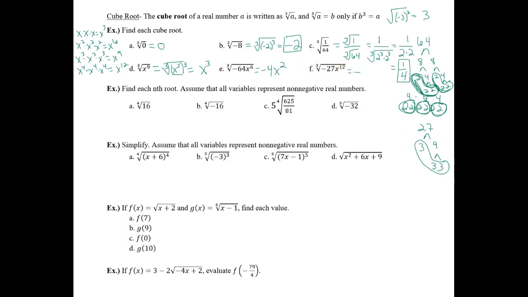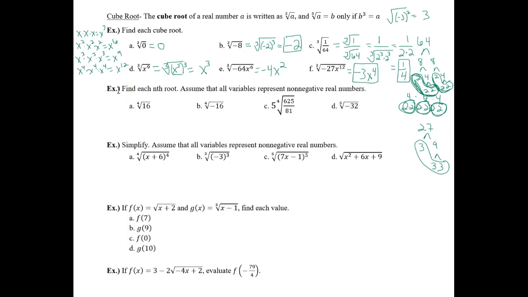So I get negative 3 times itself 3 times would give me negative 27. For x to the 12th, I take 12, divide by 3, and get x to the 4th. So x to the 4th times x to the 4th times x to the 4th would give me back where I started at x to the 12th. Undoing that cube.